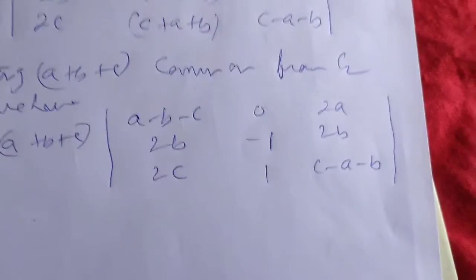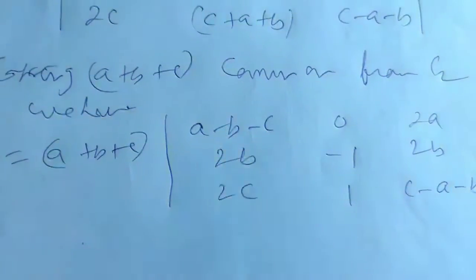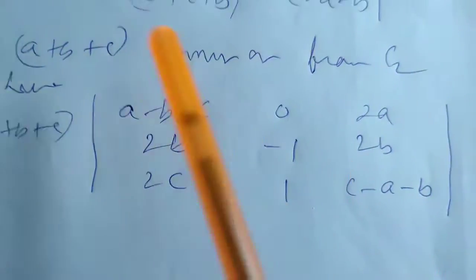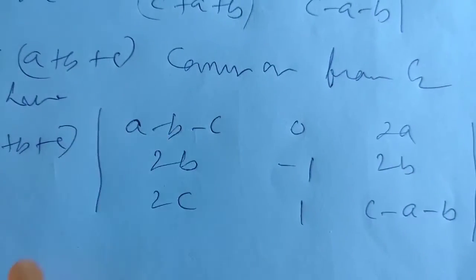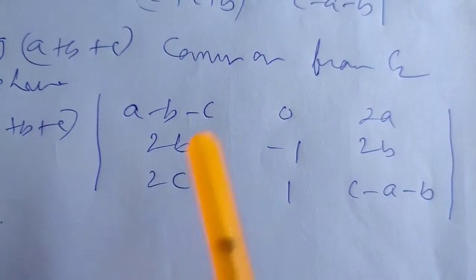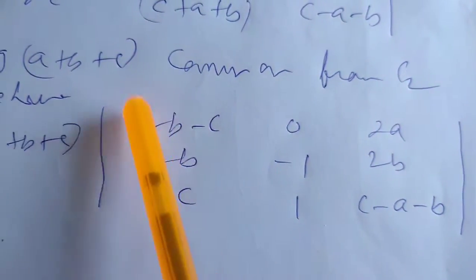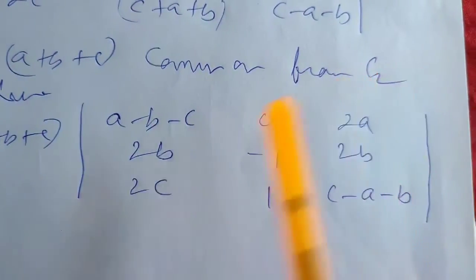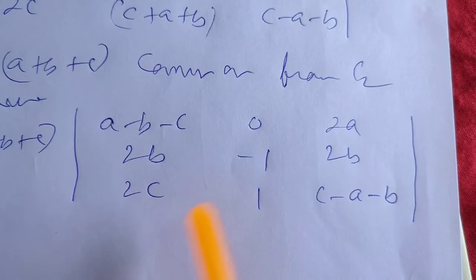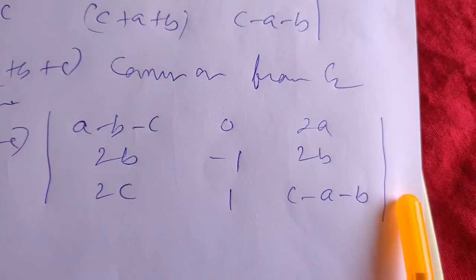Now again, can you get one more time a plus b plus c? Just see the observation very carefully. You can see here what we have: a minus b minus c, this is 2a, 2b and 2b, and 2c, and c minus a minus b.